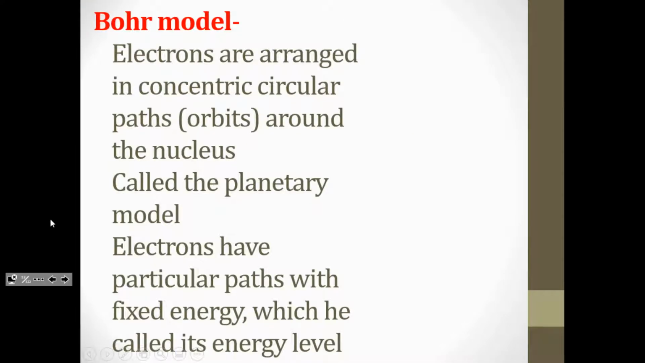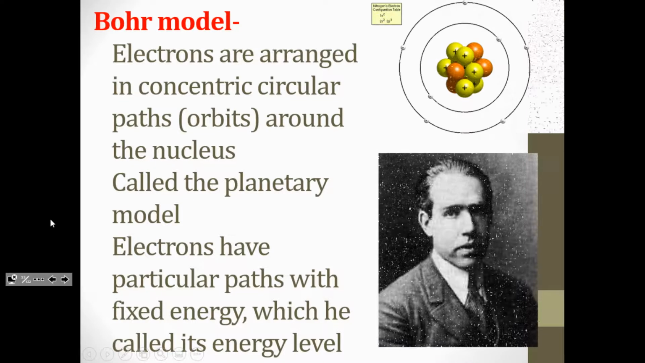Niels Bohr did most of his work in the 40s and 50s. The Bohr model is what we imagine when we think of an atom. We have this nucleus that has rings around it. We also call it the planetary model. The electrons are arranged in circular patterns, orbits, which is why we call it the planetary model.